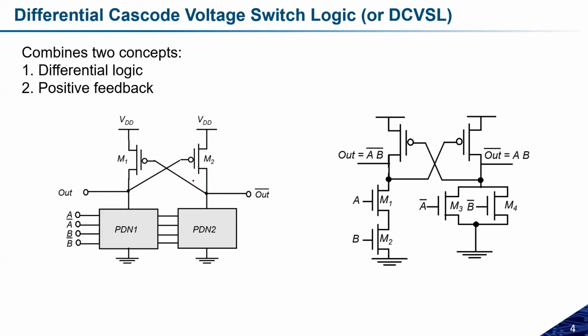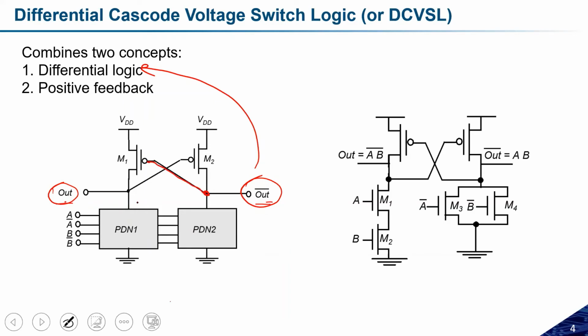So let us try to implement the NAND structure. One more important thing: the outputs of these two are complementary to each other. That is why we call it differential logic, because we get both the output and the complement of the output. We call it positive feedback because the output is fed back to the input of one of the load transistors, and the output of this one is connected to the input of this one.